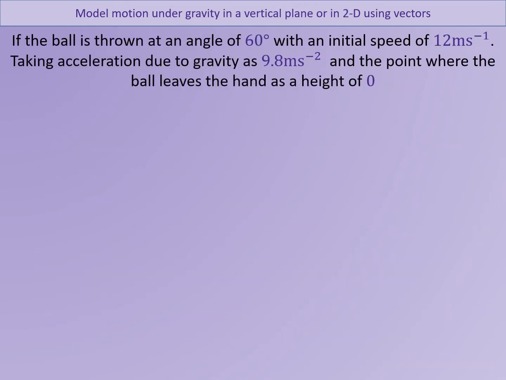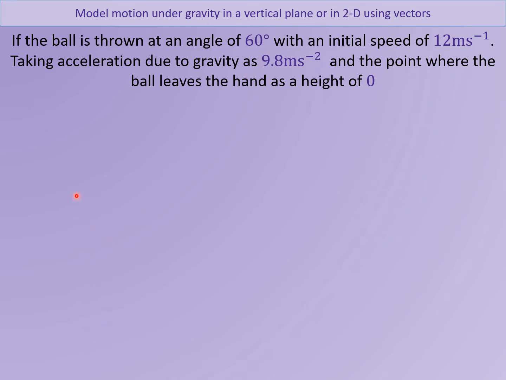Okay, so if a ball is thrown at an angle of 60 degrees with an initial speed of 12 meters per second, so instead of me throwing a ball straight up in the air, I'm going to throw it off at 60 degrees like that. Okay, taking acceleration due to gravity as 9.8, so gravity is still pulling it down, and the point where the ball leaves the hand has a height of 0. All right, so we can use that as our starting position.